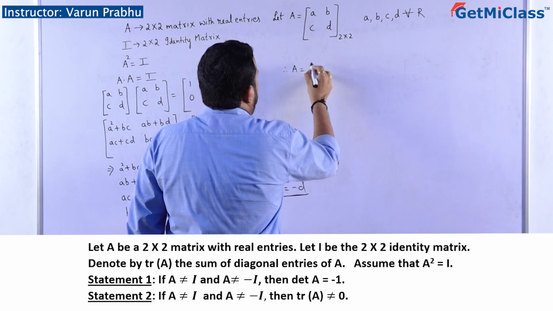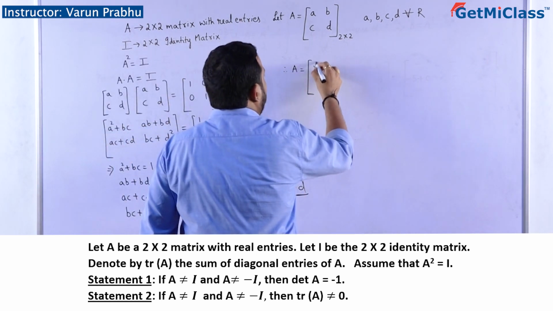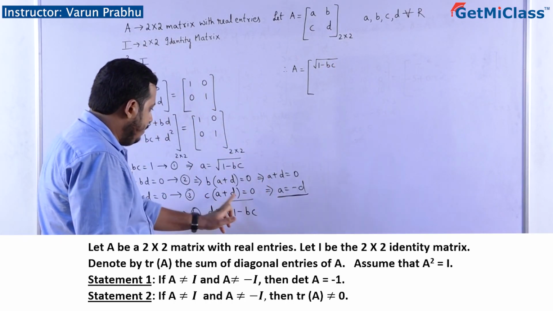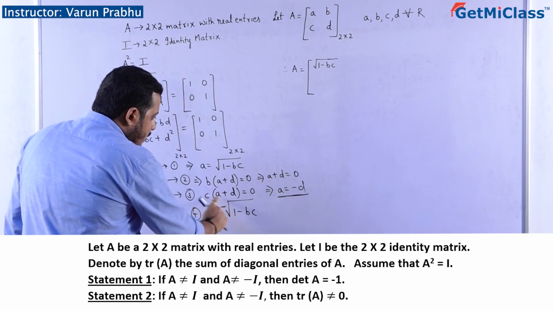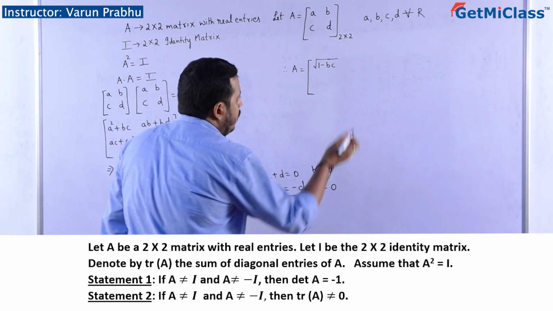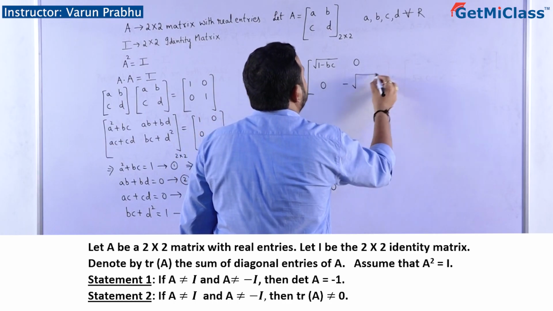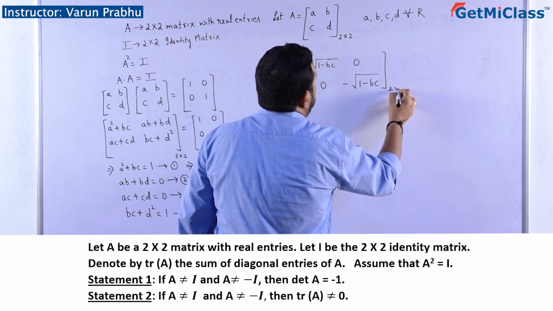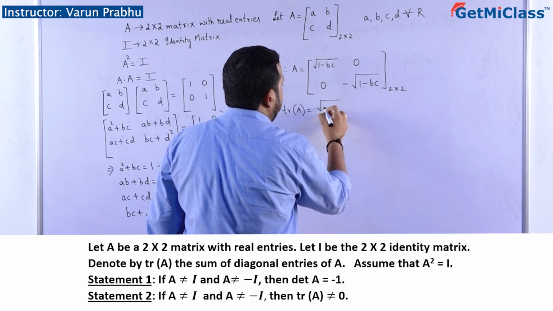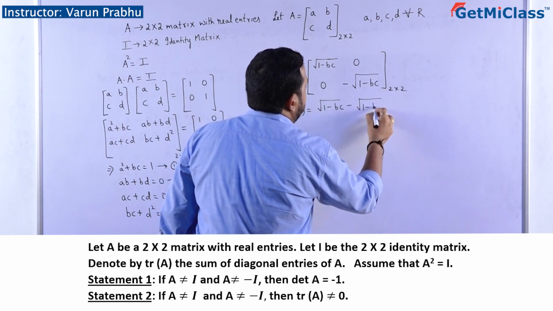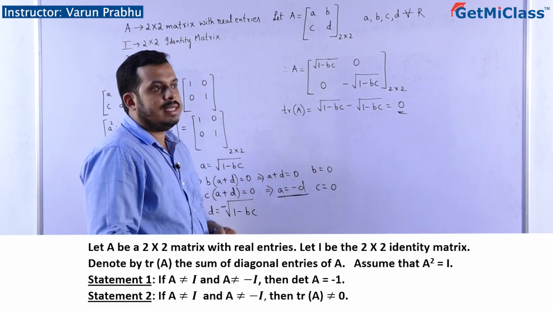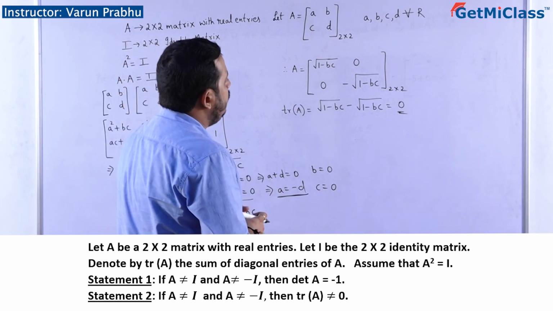So I can write, therefore the matrix capital A can be written as, in place of a I will write root over 1 minus bc, and minus root over 1 minus bc. If a should be equal to minus d, b should be equal to 0 and c should be equal to 0. Is it correct? This is 2 cross 2. Now can you tell me what is the trace of this particular matrix A? That is nothing but the sum of principal diagonal elements. So the trace of this matrix is equal to 0, which means statement number 1 is absolutely correct, right?